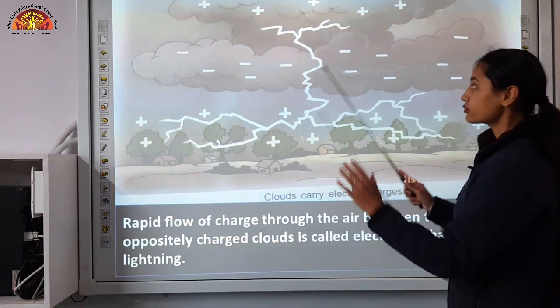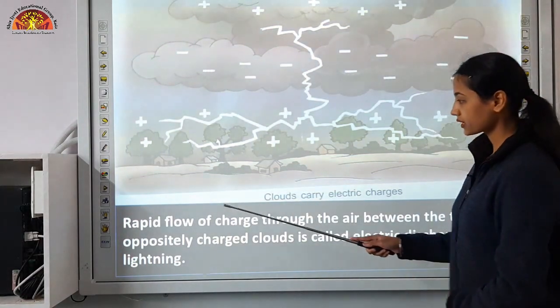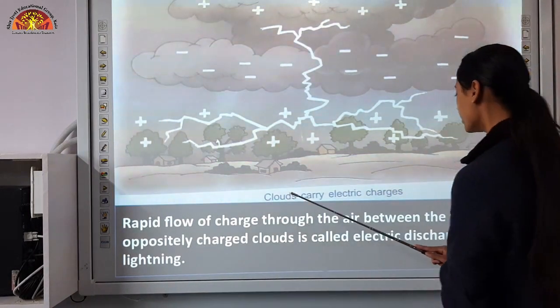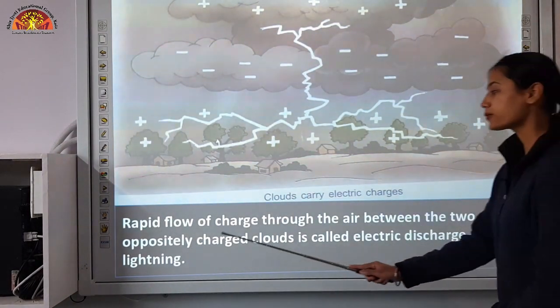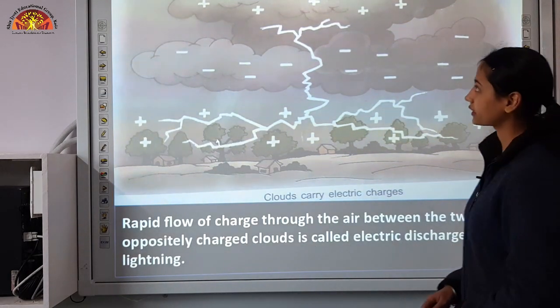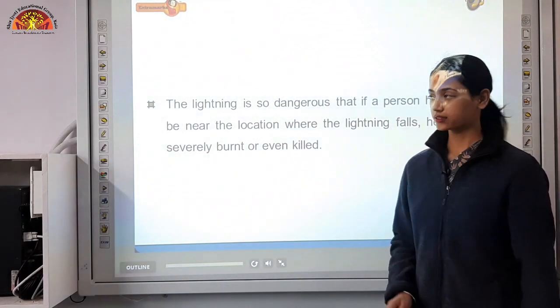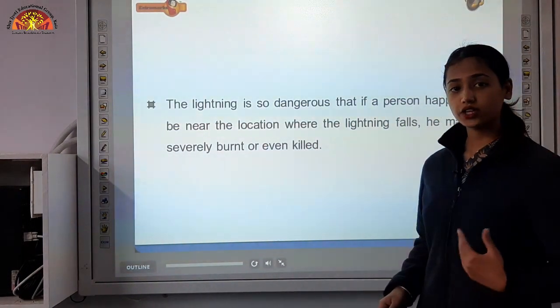It is not only between cloud and ground, it can be between two clouds also. So the rapid flow of charge through the air between two oppositely charged clouds is called electric discharge or lightning. Is this clear, what is lightning and how it is generated?